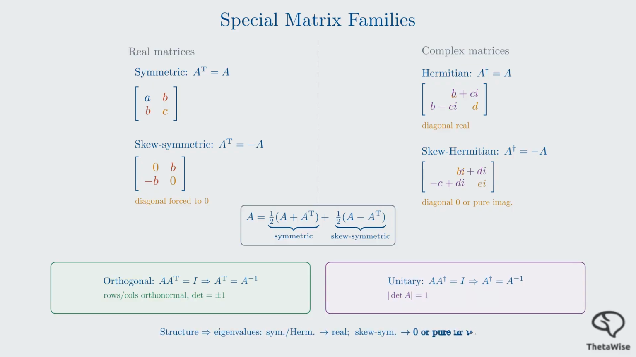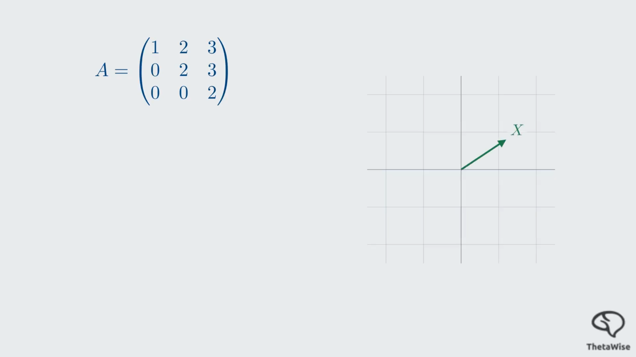These families matter because their structure controls eigenvalues. Symmetric and Hermitian matrices have real eigenvalues, while real skew-symmetric matrices have eigenvalues that are 0 or purely imaginary. Now we reach the central idea.